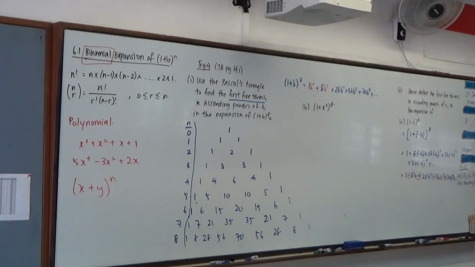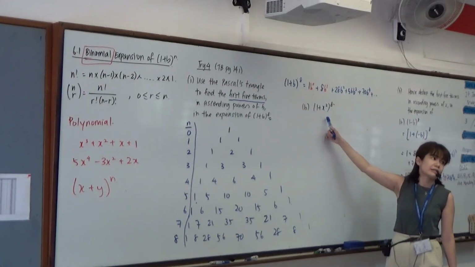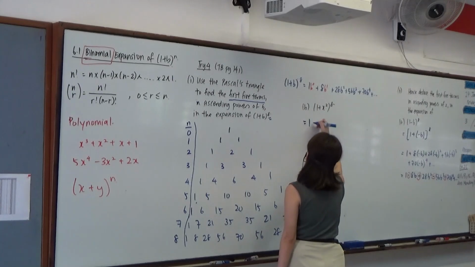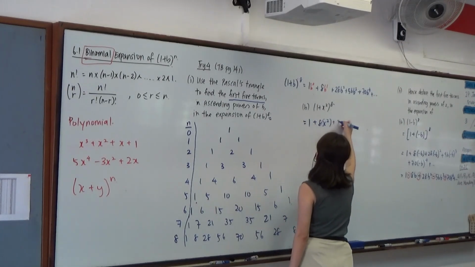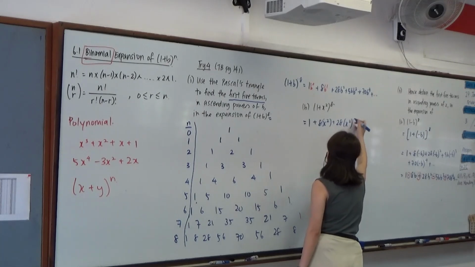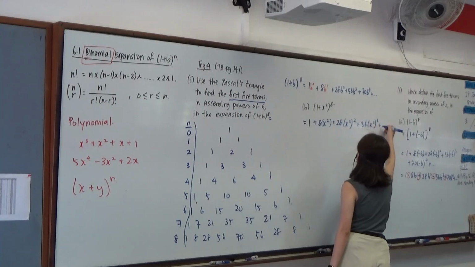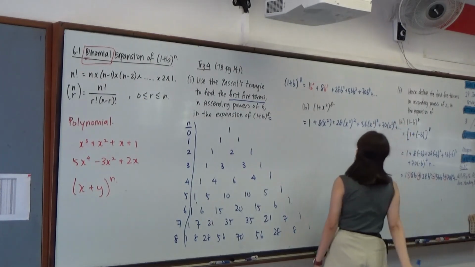Expand 1 plus x squared to the power of 8. So based on our observation in part A already, naturally what we'll be doing is that the b that we have over here will now be replaced with x squared. So by comparing, I'll have 1 plus 8x squared plus 28x squared squared plus 56x squared cubed plus 70x squared to the power of 4.